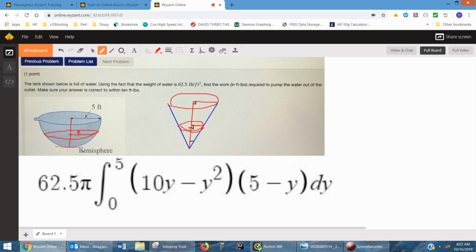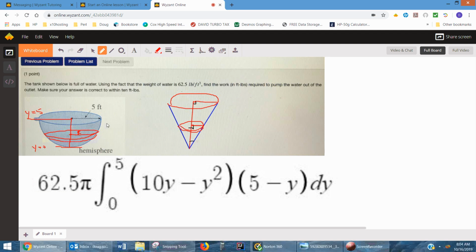where I called this y equals 0 and this height right here y equals 5. So that's why I have the integral from 0 to 5, because the hemisphere is full. The question is, what is the volume of a typical slice of water? And to do that, we have to find R.